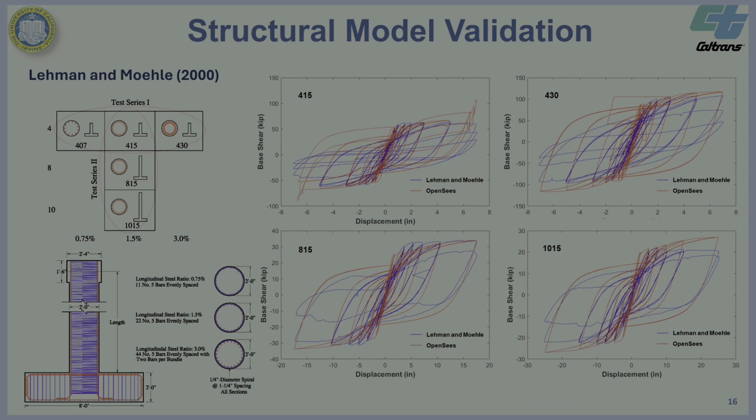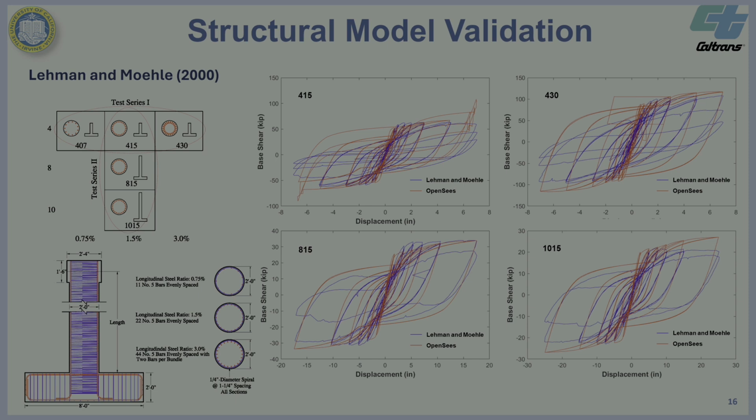Now, we have done some validation. I mentioned the validation that our model has with XSection. In other words, the moment curvature that our OpenSees model generates is almost identical to the moment curvature that XSection generates. We have taken the work by Lehman and Moehle, who looked into well-confined Caltrans columns in the early 2000s with different aspect ratios and different reinforcement ratios. We didn't look at this 0.75 because it's outside the scope of our work.